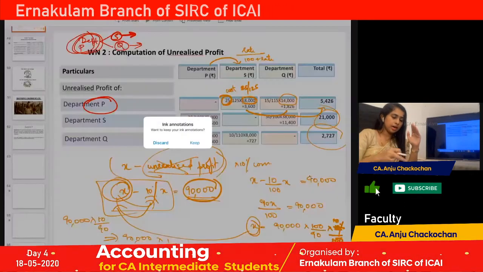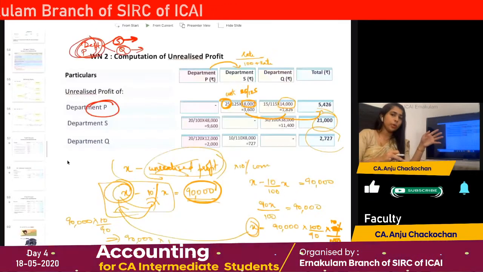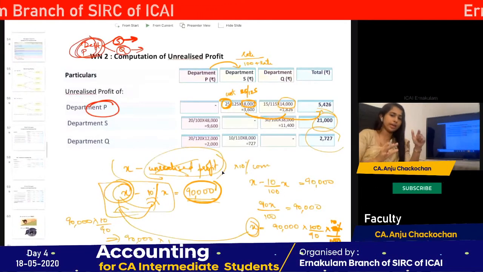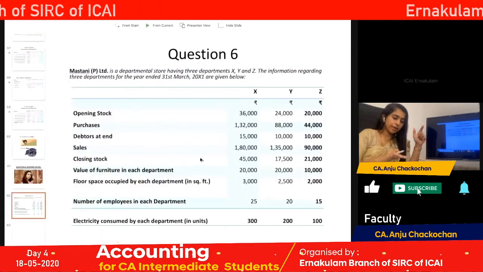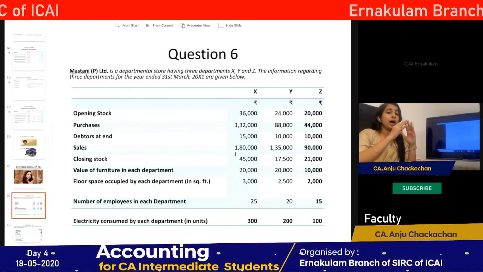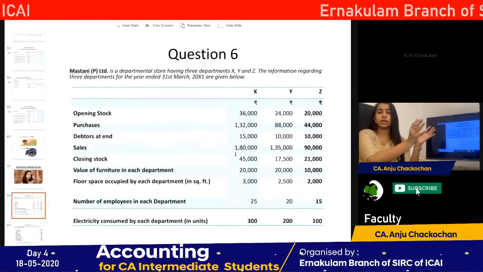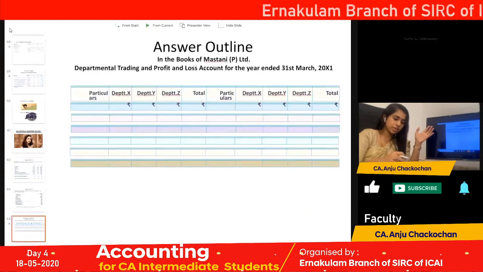And the next question was also in the same pattern. There was nothing new in that. We just had to compute the unrealized profit. And after which, the Mastani Private Limited, it was regarding a question wherein we had to apportion the common expenses. Here we had to apportion the common expenses.